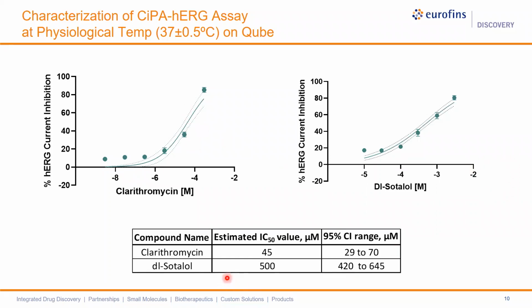And the same way for DL-sotalol, you can see the IC50 value at physiological temperature is 500, and the 90% confidence interval is 420 to 645. At room temperature, at the highest concentration, around 3 millimolar, we saw about 20 or 30% inhibition. We didn't see much higher inhibition at room temperature, so we did not estimate it.